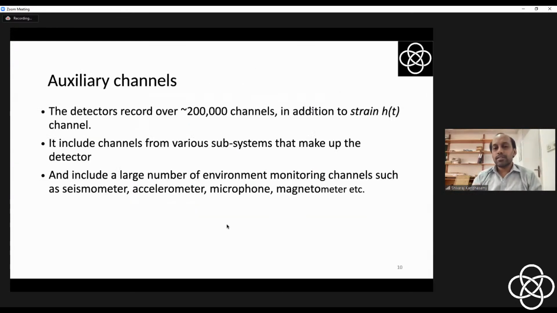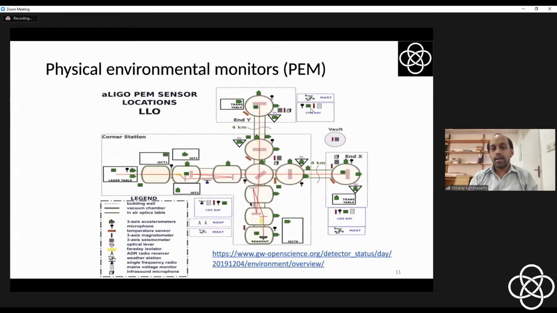So apart from these subsystem signals, as I mentioned earlier, we also record a lot of information about the environment. We have seismometers, accelerometers, microphones, magnetometers, wind sensors, and even temperature sensors. So we have many sensors, for different aspects of the detector. Here is a pictorial representation of various sensors that are placed in different parts of the detector. Here is a list of the sensors.